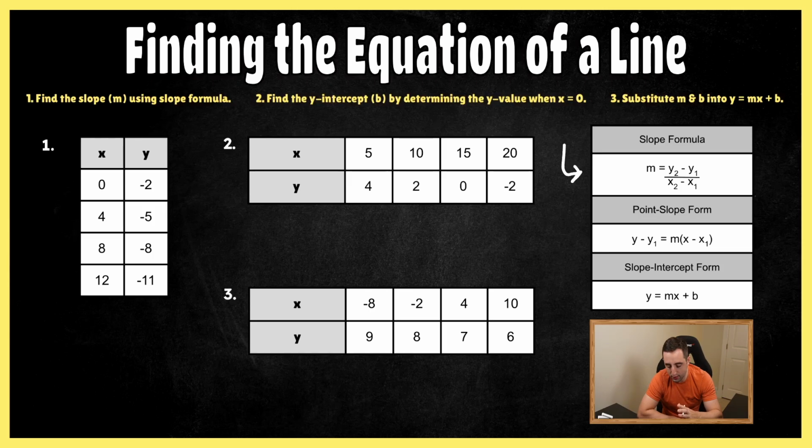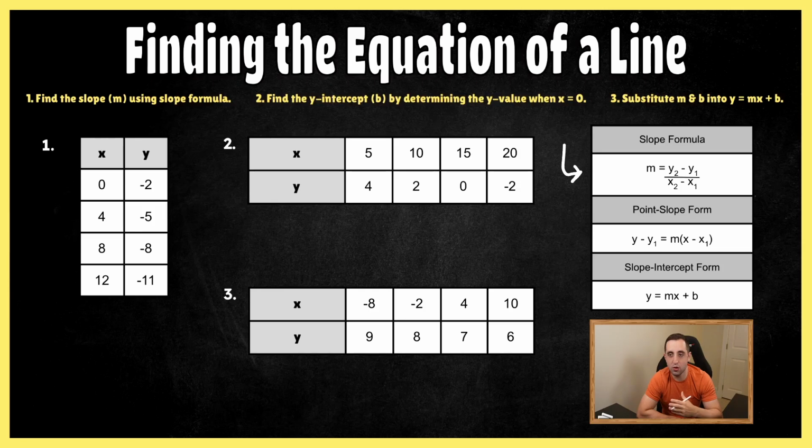So when you're looking at your table, you need to make sure that you don't accidentally intermix the two. And what I mean by that is don't put x1 with y2. X1 always needs to be paired up with Y1. X2 always has to be paired up with Y2.